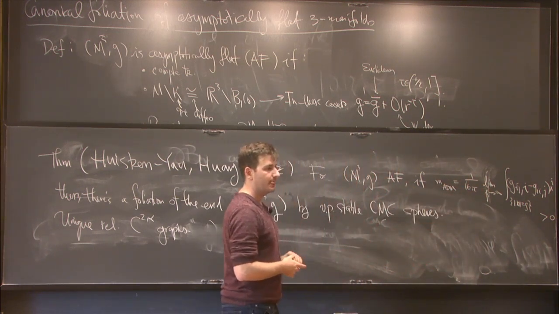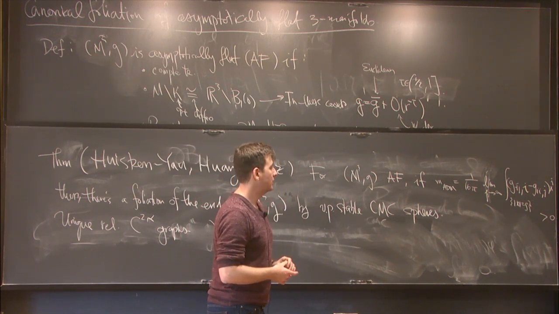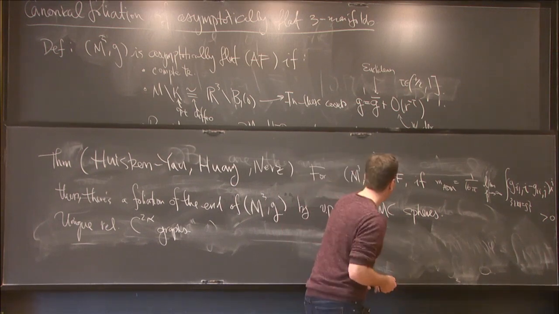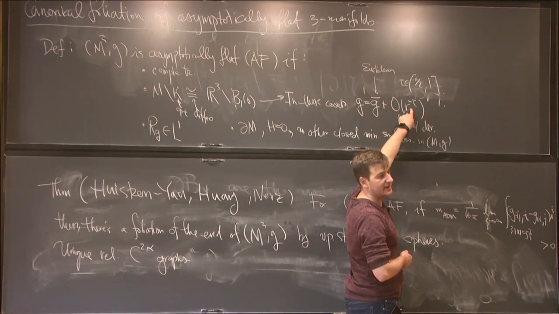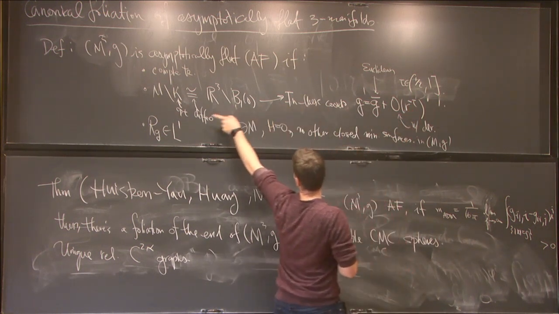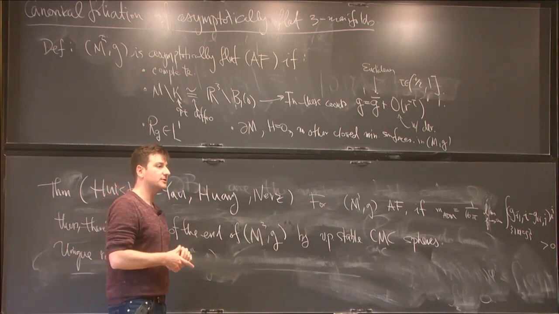Can you still say something about the scalar curvature? R decays like r to the minus 2 minus tau, because it's two derivatives of the metric. And it's assumed in L1, but it can be negative. Yeah, sure, of course.